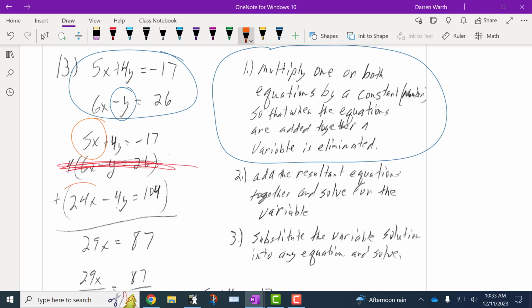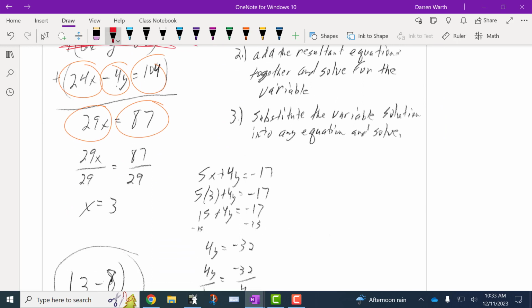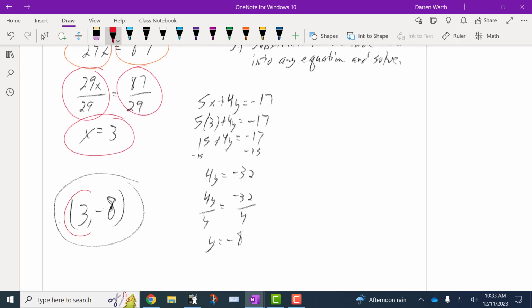So I'm going to take 5x and 24x, I'm going to get 29x. I'm going to take 4y and negative 4y, and that's going to be 0. The y's are now gone. I'm going to take negative 17 and 104, and negative 17 and 104 is going to be 87. Now to solve for your x variable, you're just going to divide both sides by 29. So I take 29 divided by 29, get rid of that 29, you're going to take 87 divided by 29. So that answer is going to be x equals 3. So now I have the x value of my variable, which is going to be 3.